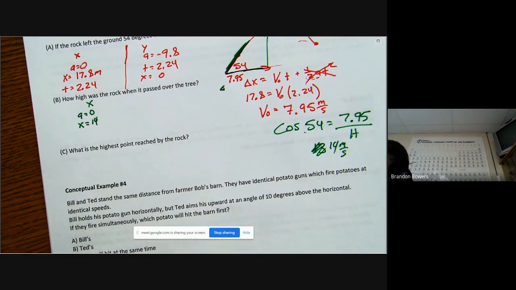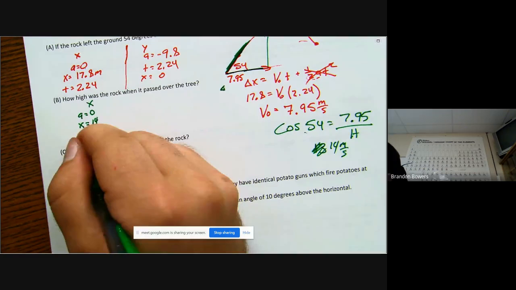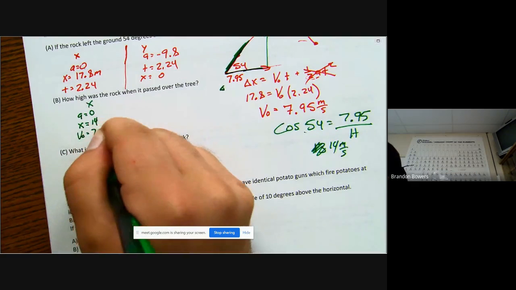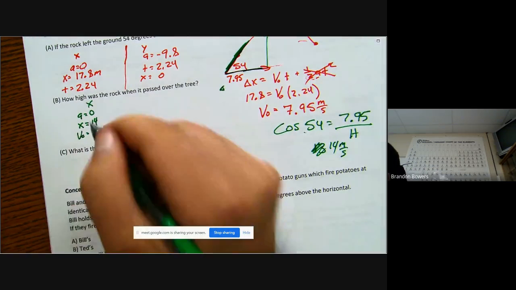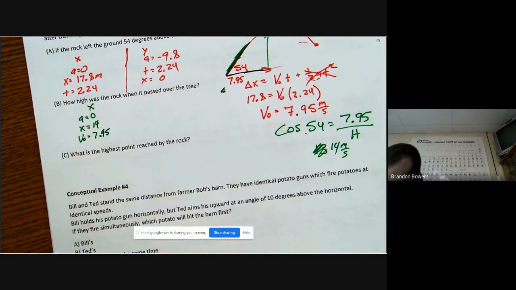Let's see, what else do I know? My initial velocity was 7.95 in the X direction. Time: do I know my time? Not yet. So I think that's all I know for now.